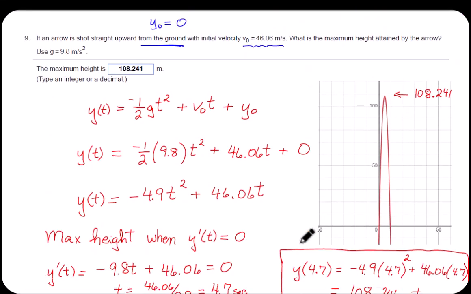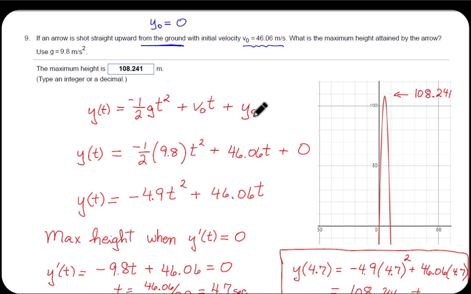All right, in question 9, if an arrow is shot straight upward from the ground, meaning my initial position is 0, we get an initial velocity because it's being shot upward, so it's a positive number. If all of this is the case, how high is the arrow going to go? Well, we have a formula for positions of projectiles: minus 1/2 gt squared, my initial velocity, and my initial position.